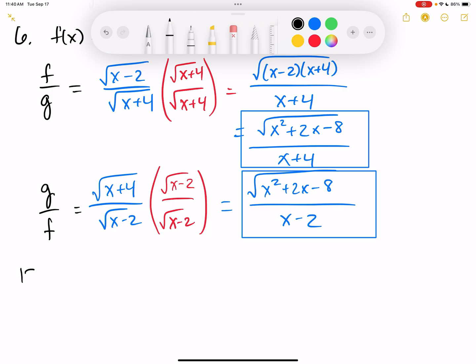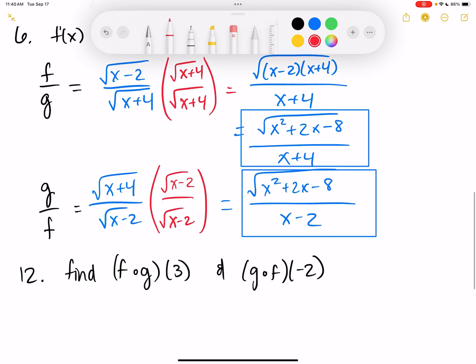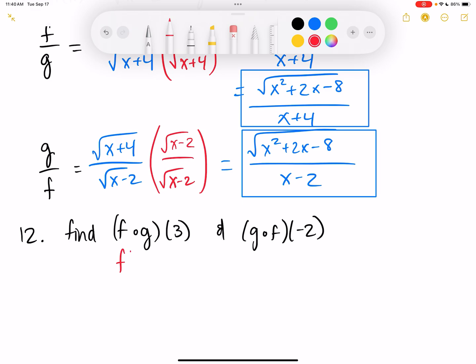12. Find f of g of 3 and g of f of negative 2. So I don't really like this notation. The notation that I typically use, but you need to be familiar with both, is f of g of 3 like this, or g of f of negative 2.